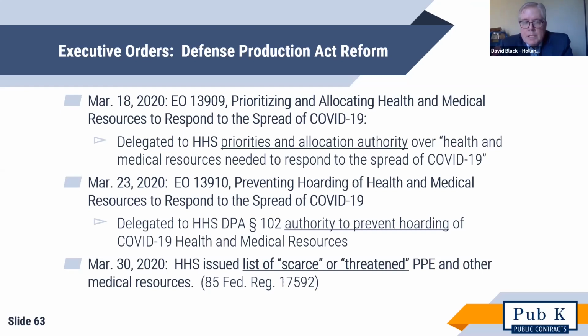And a week later, HHS issued in the Federal Register pursuant to this authority, so you kind of see this authority rolling out, a list of what they call scarce or threatened personal protective equipment and other medical resources. And again, identifying that list sort of authorizes the enforcement of the Defense Production Act. And indeed, there were several prosecutions by DOJ of people who were hoarding these scarce and threatened PPE. Next slide.